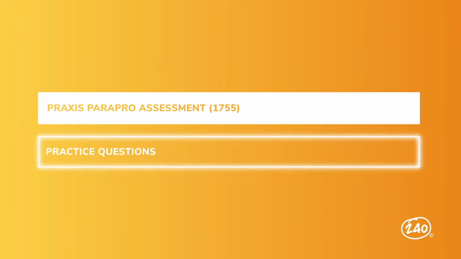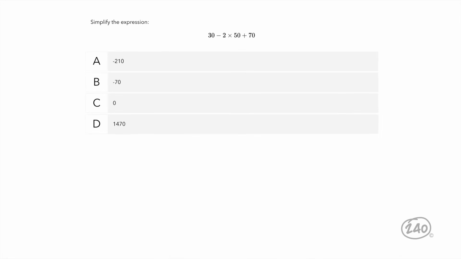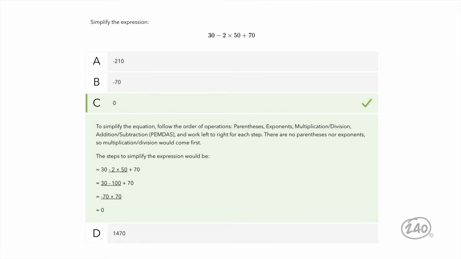Now for questions. Remember for math I told you we were going to have to solve problems with no calculator? Let's look at one of those number sense and algebra section questions. Here's an expression we need to simplify to a single number. Now we need to make sure we follow PEMDAS, the order of operations. There's no parentheses nor exponents, so we can skip that. There's only one multiplication, which is -2 times 50. Now we just have addition and subtraction, so we solve left to right, and we end up with 0.